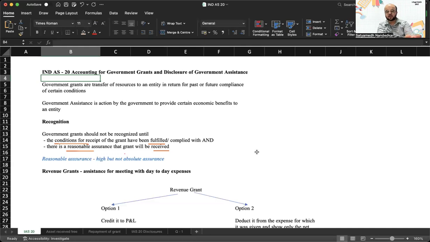Now, I have received several requests for getting IFRS 16 or IND AS 16 done, and we'll be starting with that in the next week. So, today I want to spend time on discussing IND AS 20, which is accounting for government grants and disclosure of government assistance. Now, the word government grant is basically some sort of help from the government. So is government assistance. Both of these are additional support that the government is providing you.